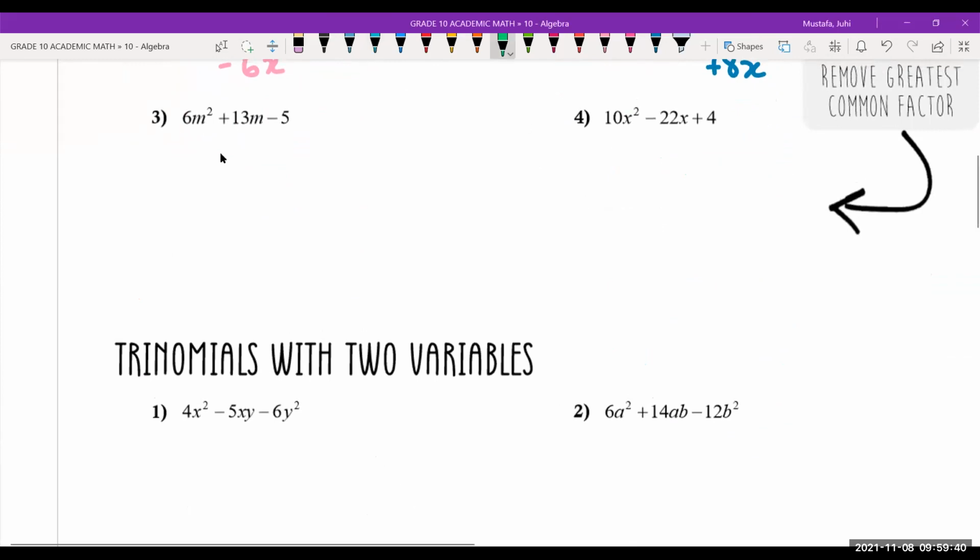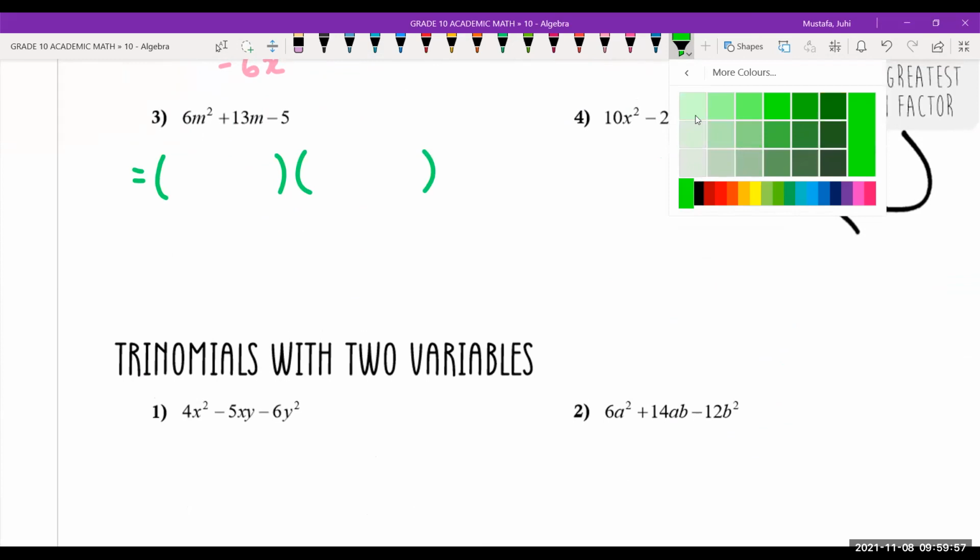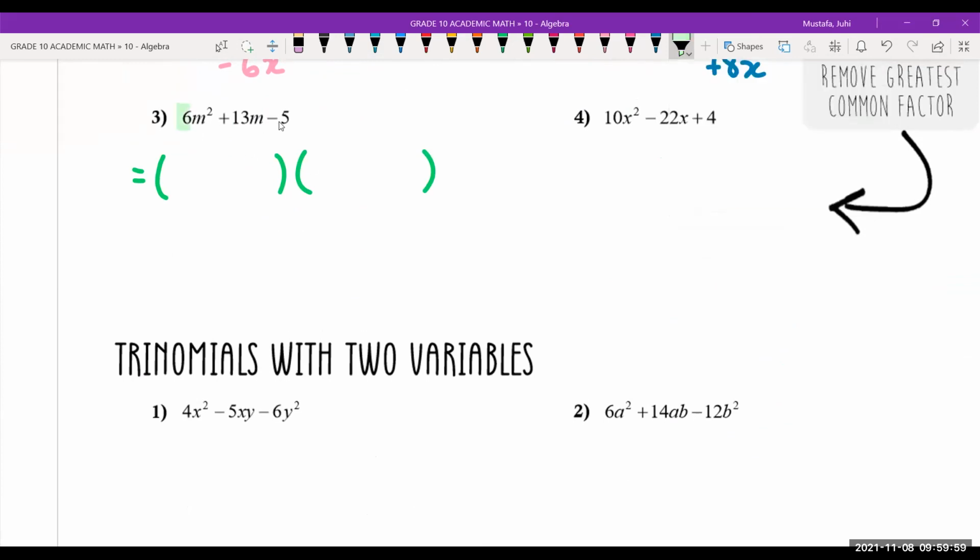So this is a complex trinomial. Is there a common factor for any of these terms? 6, 13, 5? There's nothing common, so we can't do anything. We have to go ahead and start factoring it right away. So just like before, I'm going to look at the first number and the last number.